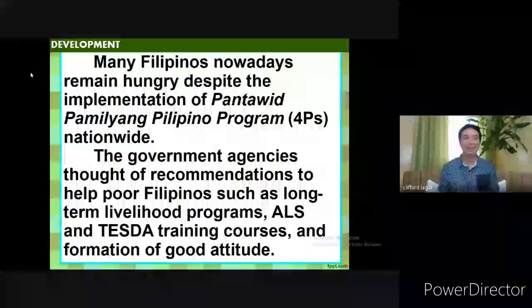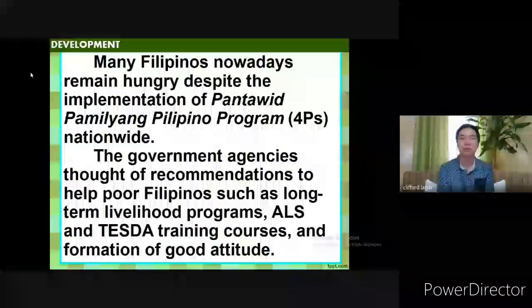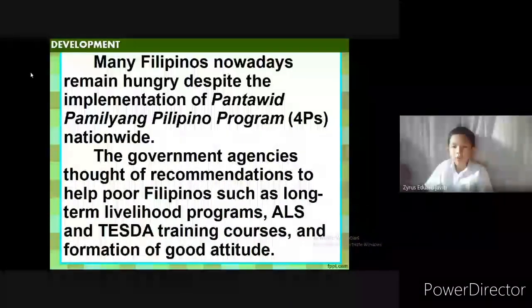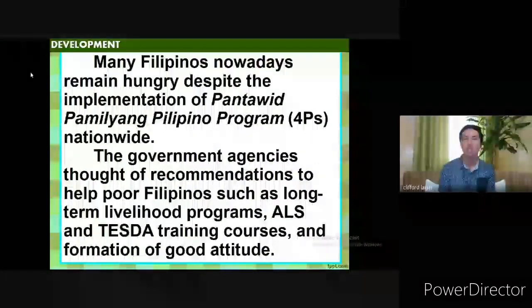Okay, so let's start. Any ideas? So why is this text the best and correct example of problem solution based on our discussion? Yes, Cyrus, go ahead. Because it provides recommendation or solution to help poor Filipinos. Okay, so it has recommendations, so we can say that these are solutions. So you already have identified the solutions. But is there a problem presented in this text?